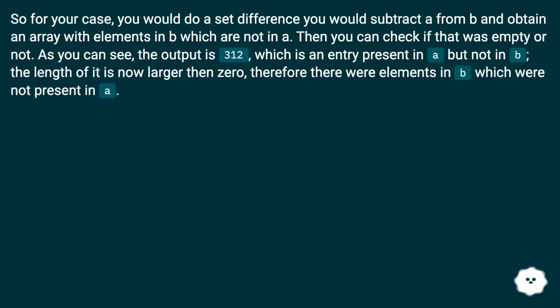So for your case, you would do a set difference. You would subtract a from b and obtain an array with elements in b which are not in a. Then you can check if that was empty or not. As you can see, the output is 321, which is an entry present in b but not in a. The length of it is now larger than 0, therefore there were elements in b which were not present in a.